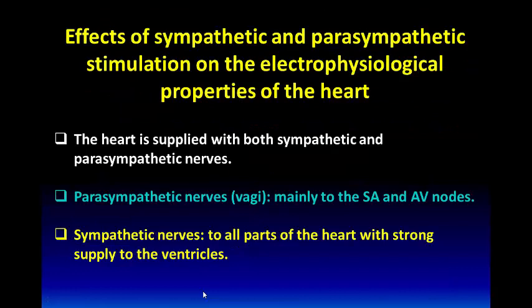Finally, let's very briefly describe the effects of the sympathetic and the parasympathetic stimulation on the electrophysiological properties of the heart. We have described the effects of sympathetic and parasympathetic stimulation on the cardiac contractility in the previous lecture. The heart is supplied with both divisions of the autonomic nervous system, the sympathetic and the parasympathetic. The parasympathetic nerves, the vagi, mainly innervate the sinoatrial node, the AV node and the atria, but not the ventricles. On the other hand, the sympathetic nerves innervate all parts of the heart with a strong supply to the ventricles.